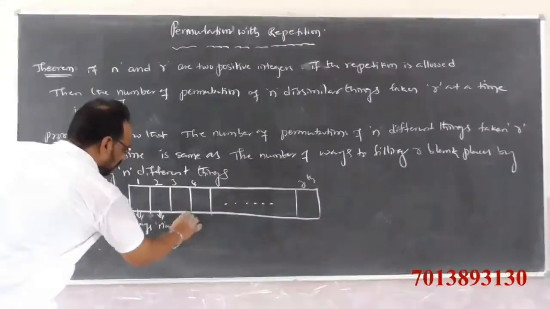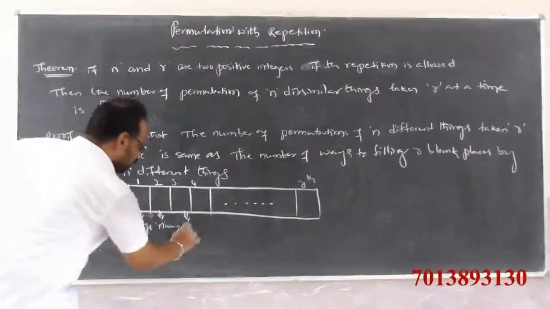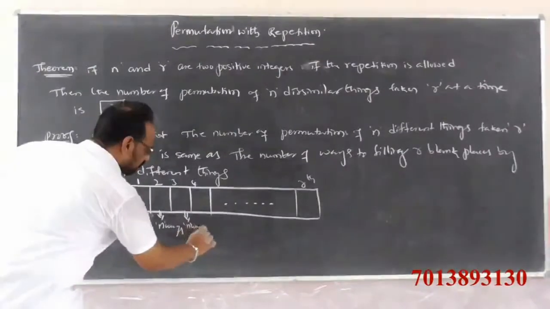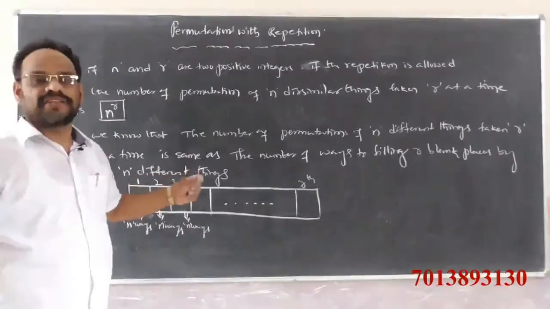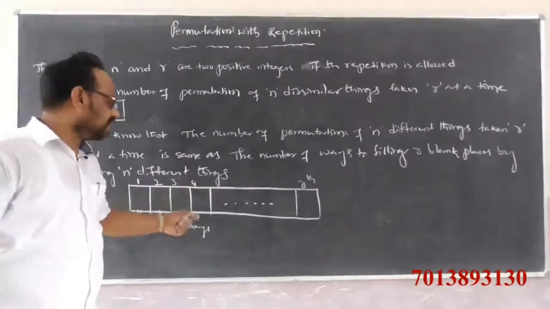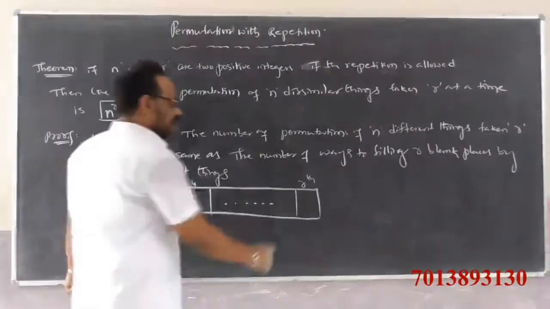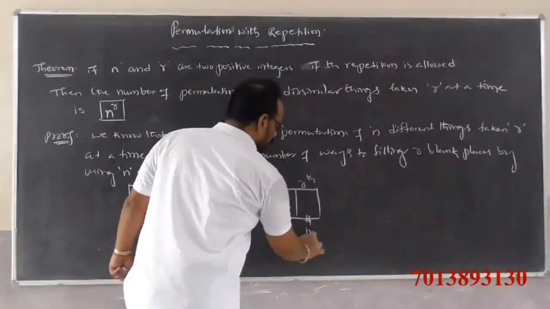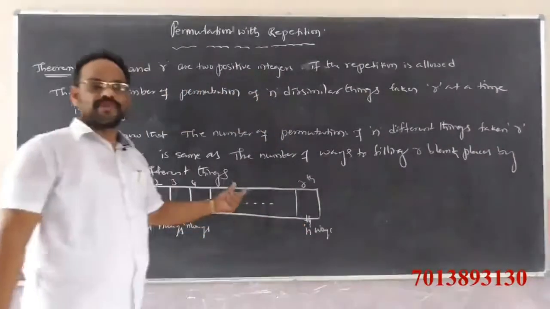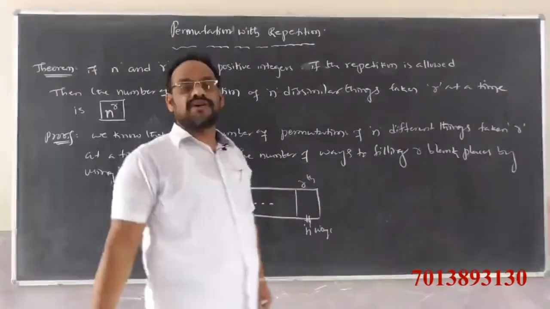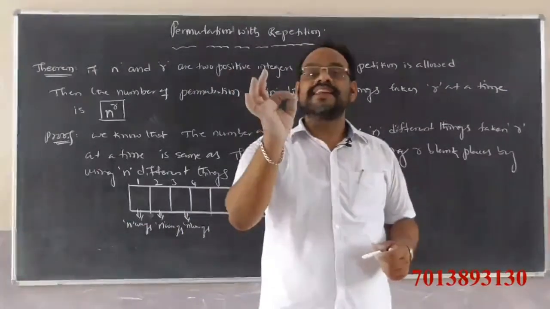How many ways to fill the third blank place? Similarly, for every blank place, up to the r-th blank place, the number of ways to fill it is clearly n ways.